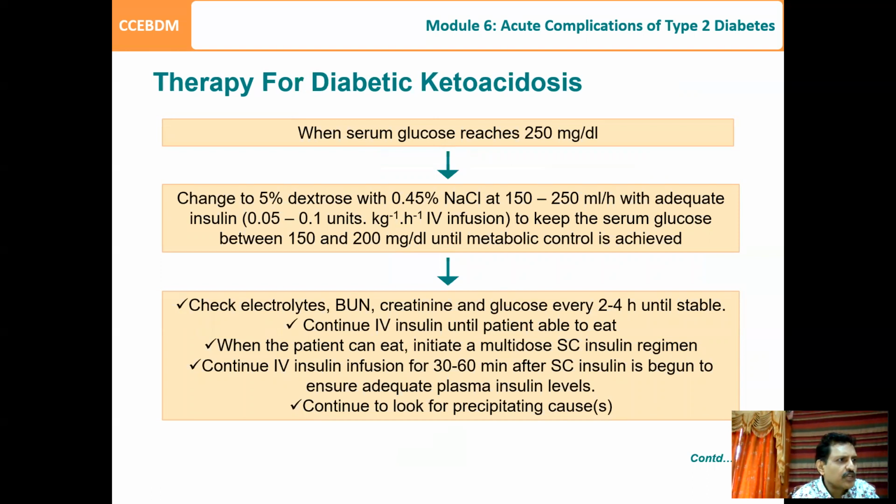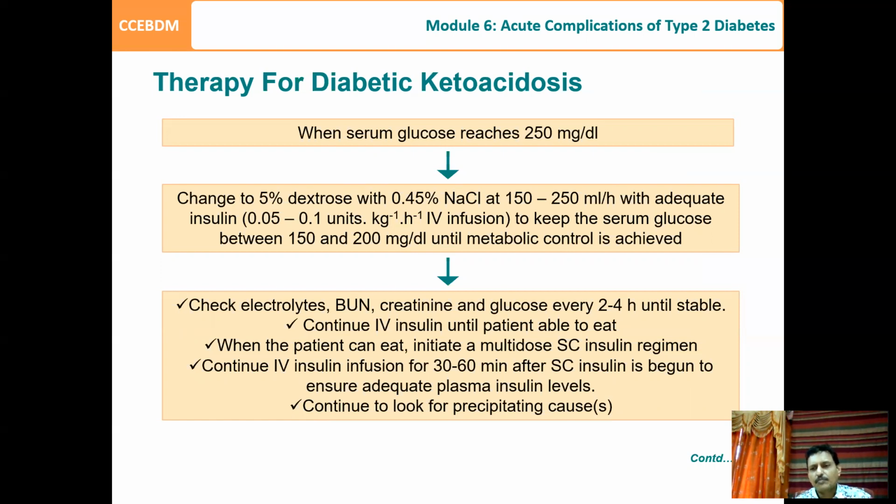So as I've told you, when the blood glucose level reaches 250 milligram per dL, we shift the patient to 5% dextrose with 0.45% normal saline, or you can give DNS solution as well. And we also have to check the electrolytes, blood urea nitrogen, creatinine, glucose every 2 to 4 hours until the patient is stable. How long should we continue the IV insulin? This is another very, very important question. You have to continue the IV insulin till the patient can eat orally.